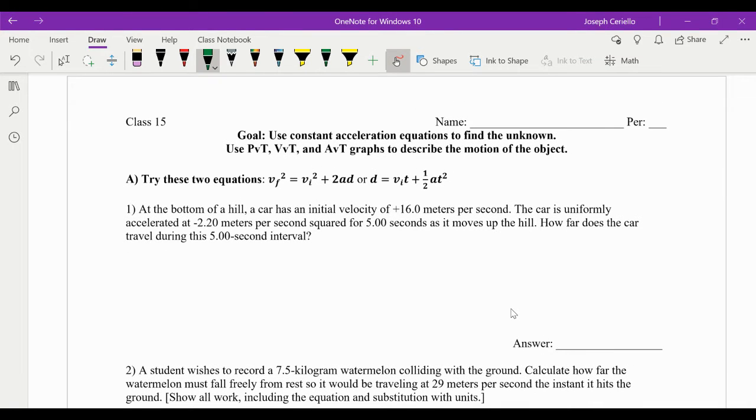Our goal for today is to use constant velocity, or excuse me, constant acceleration equations to find the unknown. Use position versus time, velocity versus time, and acceleration versus time graphs to describe the motion of the object. So we're going to check out a couple equations here.